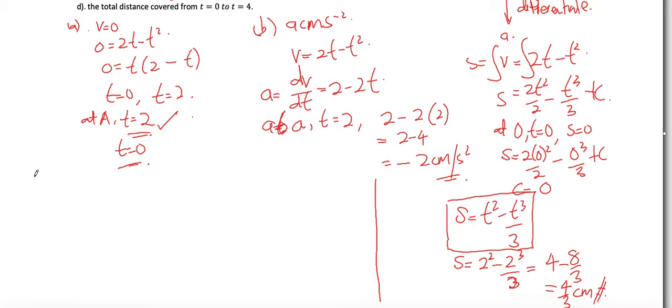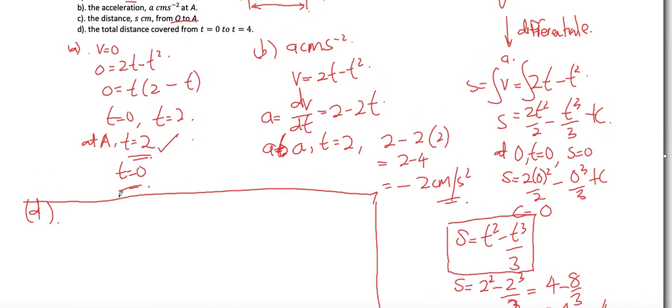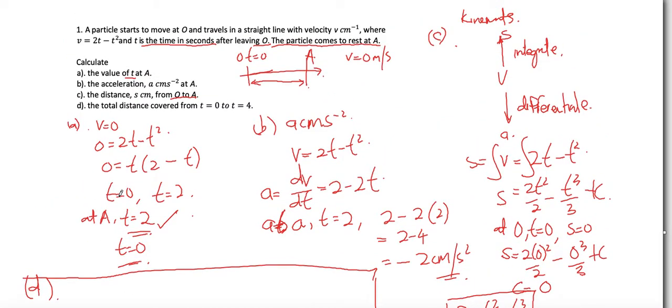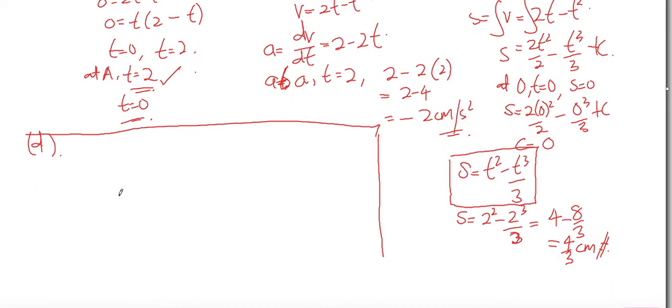Now for part D, the question here is the total distance covered between t = 0 and t = 4. We have seen the distance from S0 to S2, we already got that, which is 4/3. Now I have to find S2 to S4.